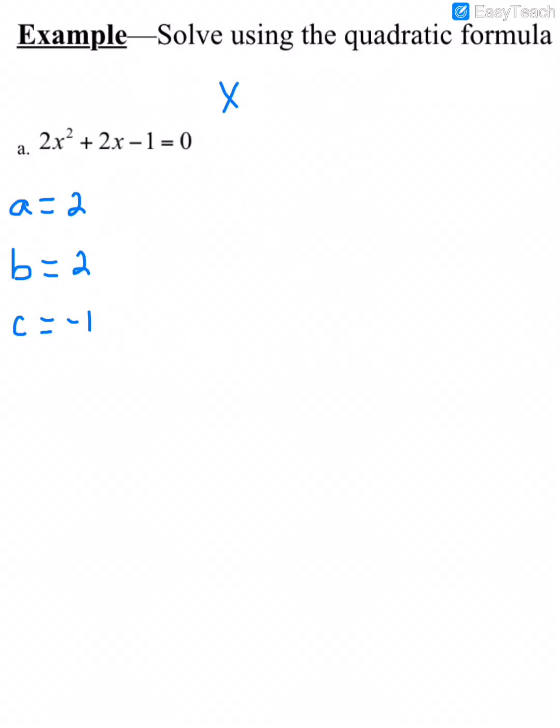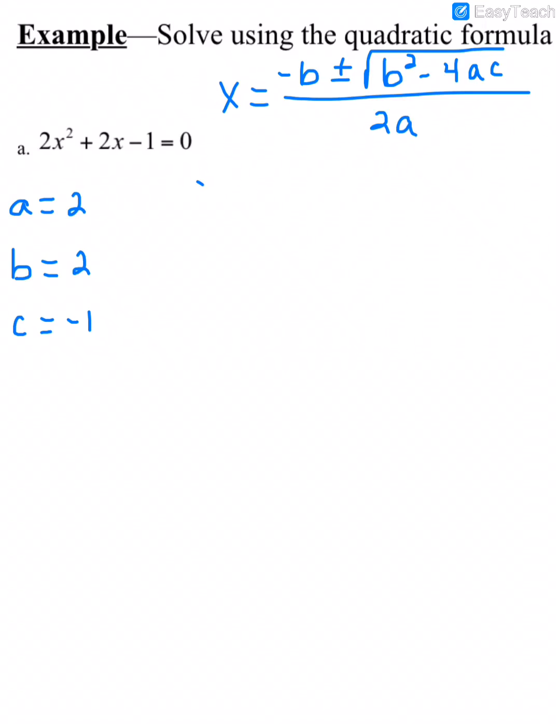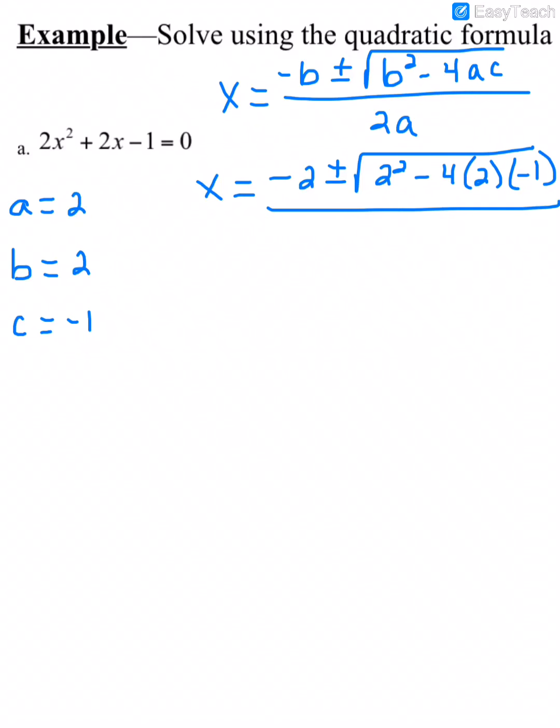All right, so let me rewrite the quadratic formula. x equals negative b plus or minus the square root of b squared minus 4ac, all over 2a. Okay, so now I'm just going to take a, b, and c and plug it into the quadratic formula. So I have negative b, so that's negative, my b is 2, plus or minus the square root of b squared, so that would be 2 squared, minus 4 times a, which is 2, times c, which is negative 1, all over 2 times a, which is 2.